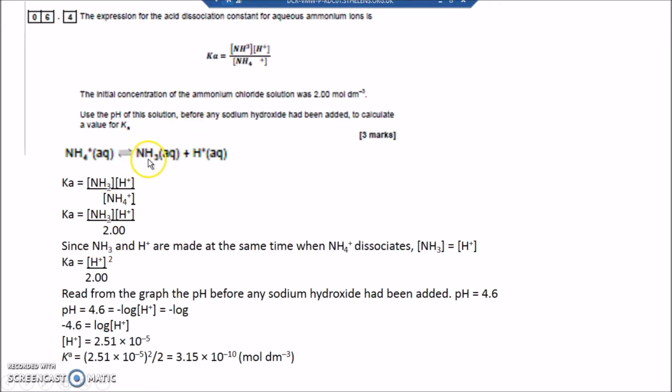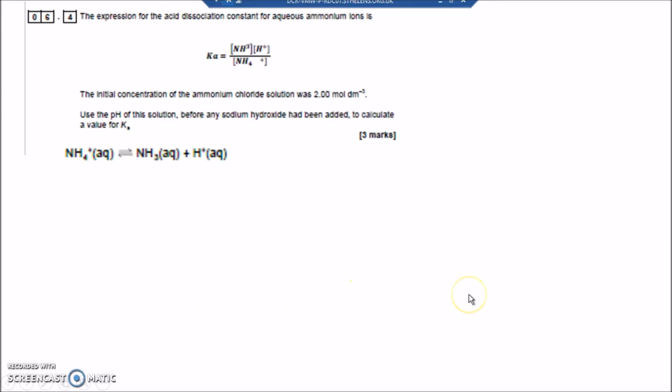Since NH3 is made at the same time as H+, you could replace NH3 with H+ and say Ka equals H+ times H+ divided by 2. So Ka equals H+ squared divided by 2. And then we're short of a number. If I need a number from this, I've got to read from the graph, because I've not got Ka and I've not got H+ concentration. So I need one of them. If I read from the graph before any sodium hydroxide has been added, here my pH is 4.6.